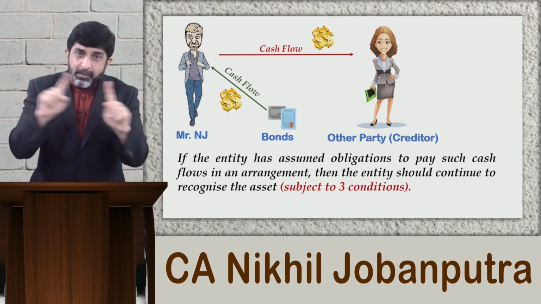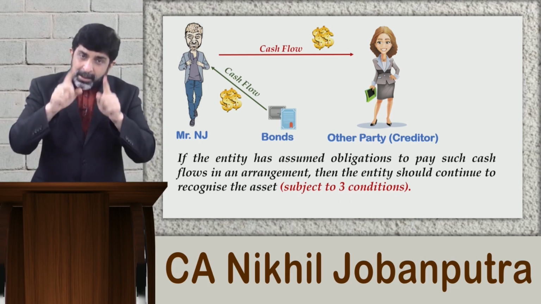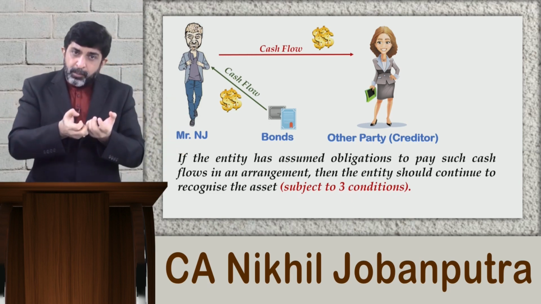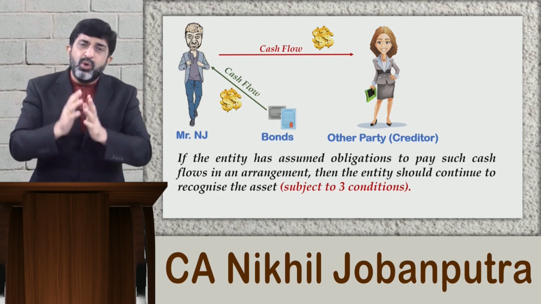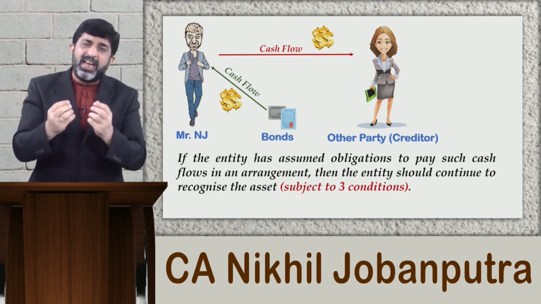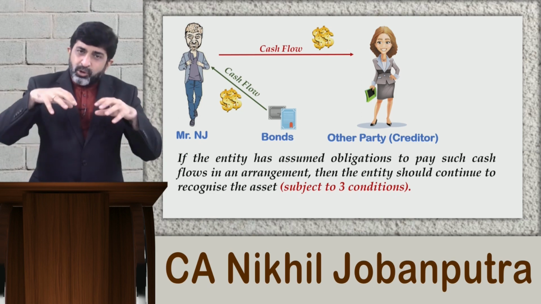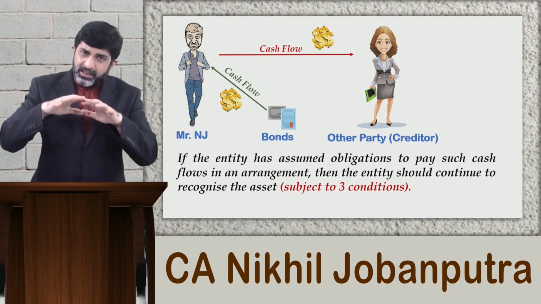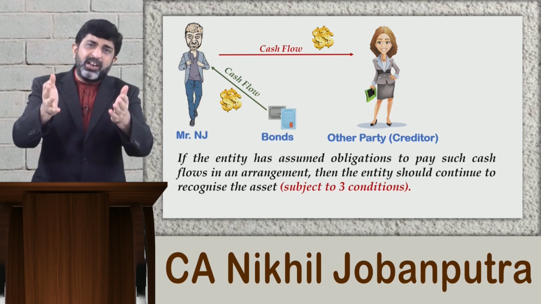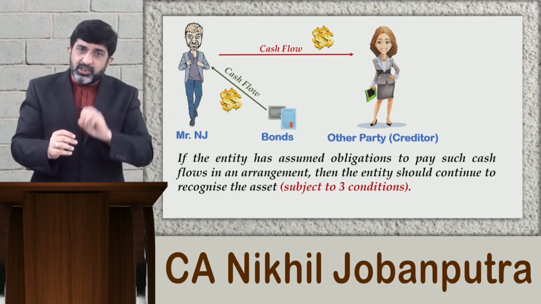This time I am not transferring the right to receive cash flows to you, but I am saying when I collect the money from bonds, I will utilize that money to pay to you. I will clear off my obligations, I will clear off my dues. Then it is a simple thing that I would generally continue to recognize that bond, that financial asset, in my books. I will continue to recognize you as a liability, but subject to 3 conditions.